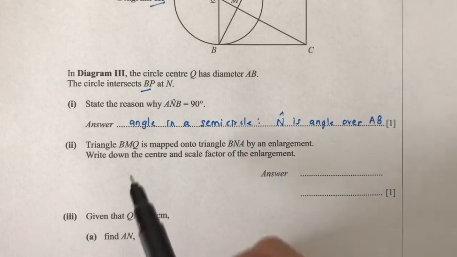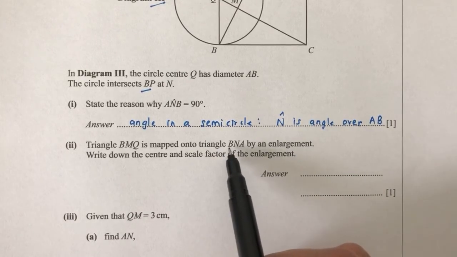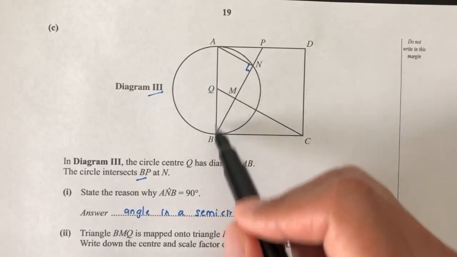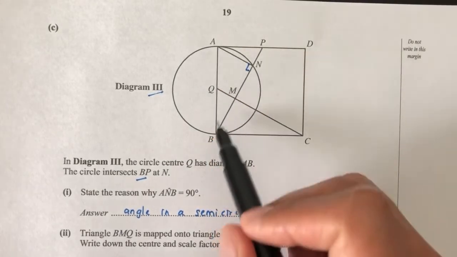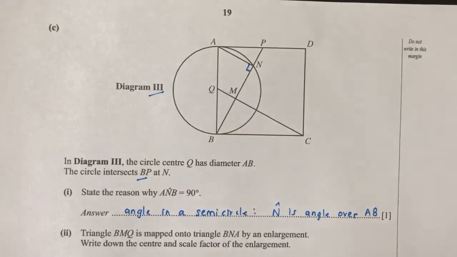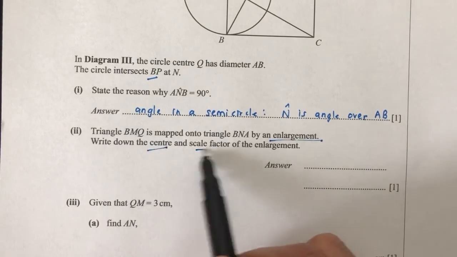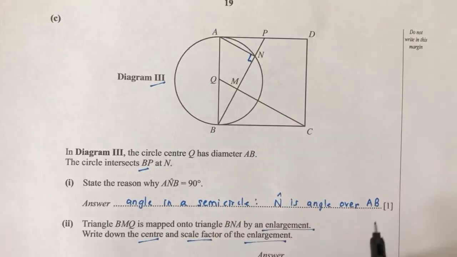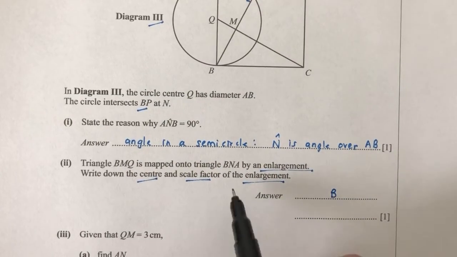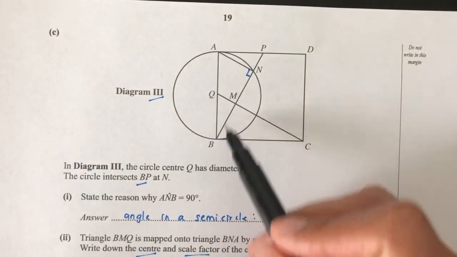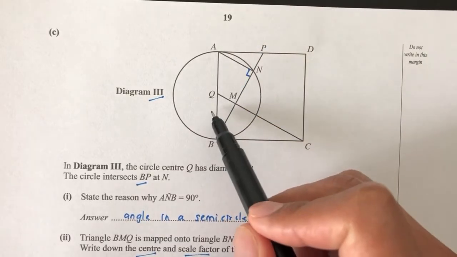Now we're going down to part 2. We say triangle BMQ is mapped onto triangle BNA. So BMQ is mapped onto BNA. So this small one is mapped onto this big one. Now, by an enlargement, write down the center and the scale factor of the enlargement. So this one is pretty easy. Center will be B, and the factor of enlargement, as you know, Q was the midpoint of AB. So if this became this big thing, this is 1, this becomes 2, right? So the factor will be 2.